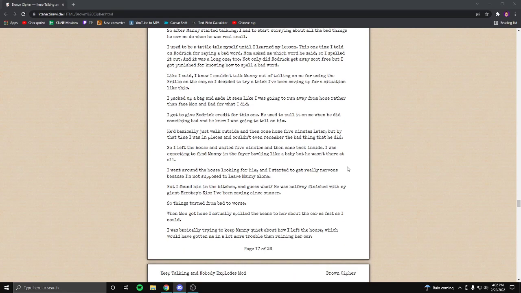I went around the house looking for him, and I started to get really nervous because I'm not supposed to leave Manny alone. But when I found him in the kitchen, guess what? He was halfway finished with my giant Hershey Kiss I've been saving since summer. So things turned from bad to worse.